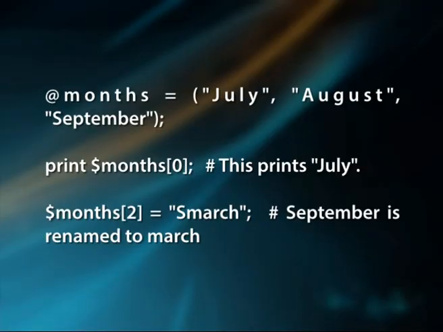The contents of an array are indexed beginning with 0. To retrieve the elements of an array, just replace the @ sign with a $ sign and follow that with the index position of the element to be accessed. It can also be modified just like any other scalar. @months = (July, August, September). Print $months[0]. This prints July. $months[2] = March. September is renamed to March.